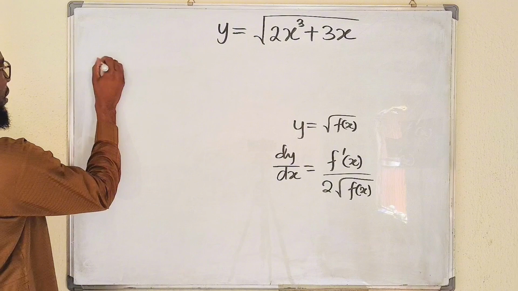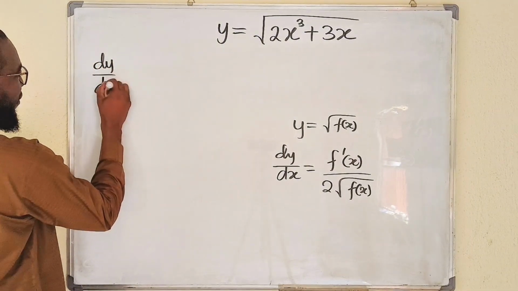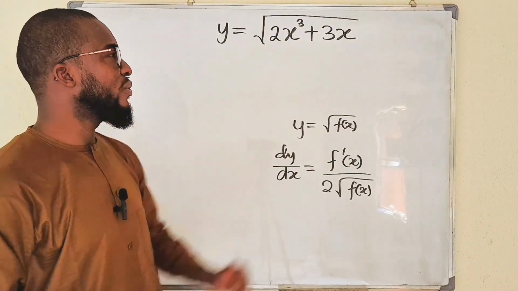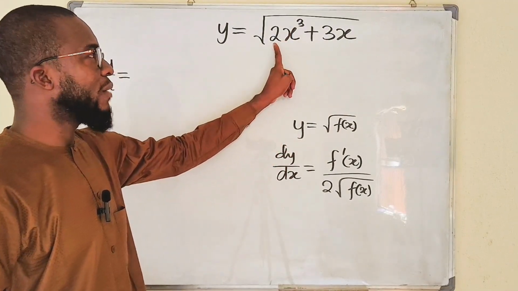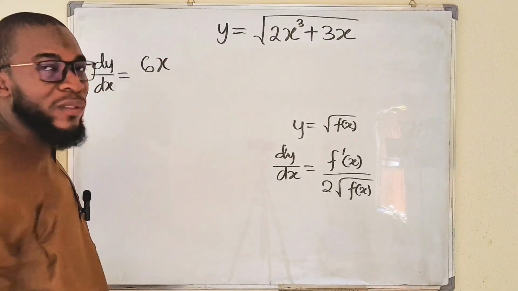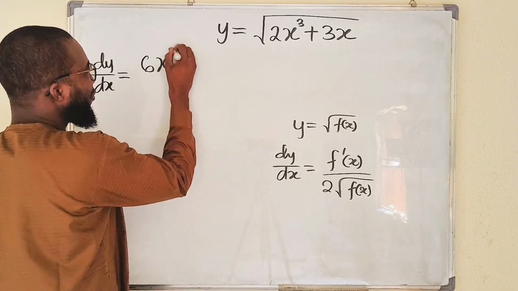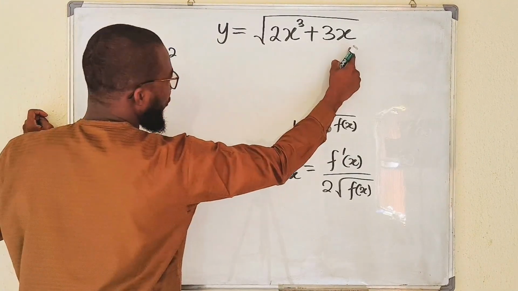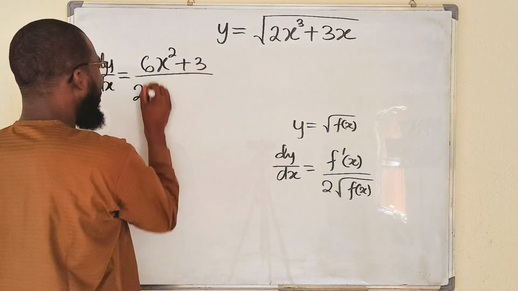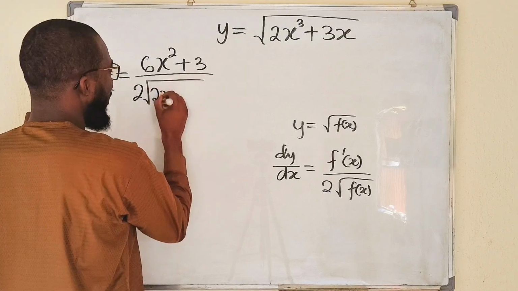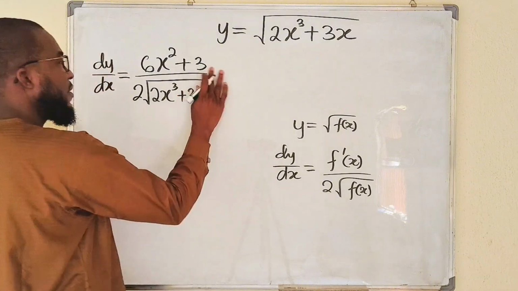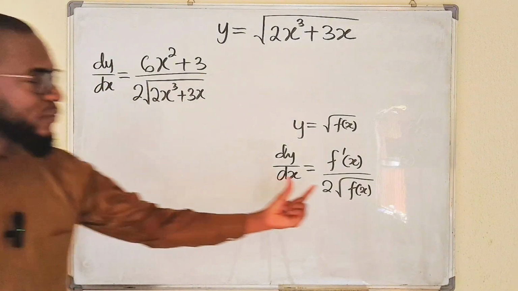So the first method, dy over dx is equal to, let's start differentiating this function, 2x cubed plus 3x. The power of 3 will drop down to multiply. We have 3 times 2, 6. So we have 6 here, x to the power of 3 minus 1, sorry, it should be 2. Then the moment you differentiate 3x, you have 3. Divide by 2 multiplied by the square root of the whole 2x cubed plus 3x. So this is it.